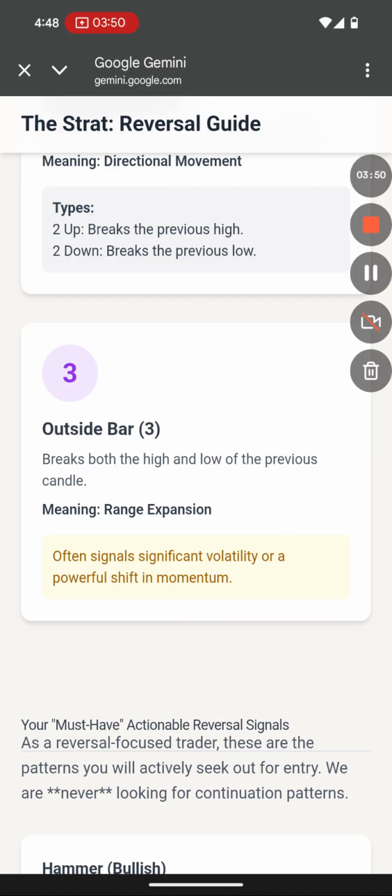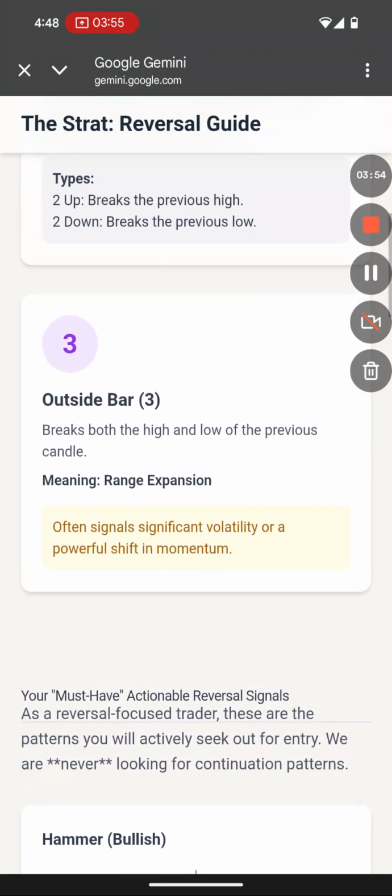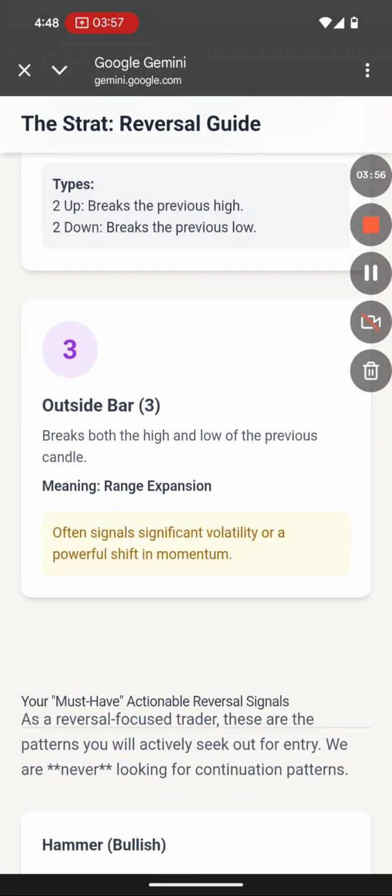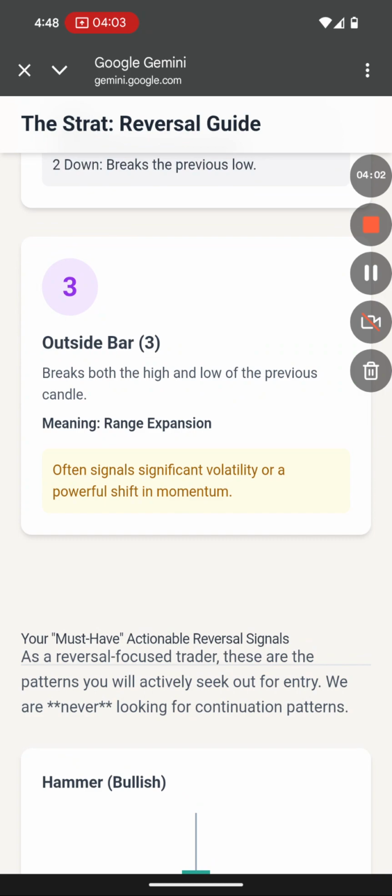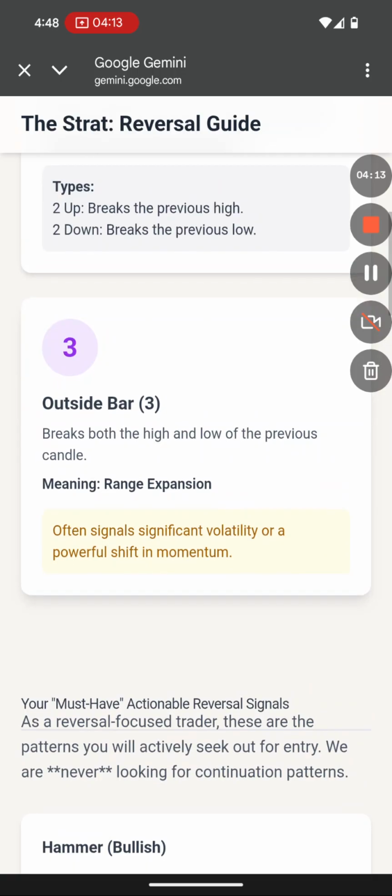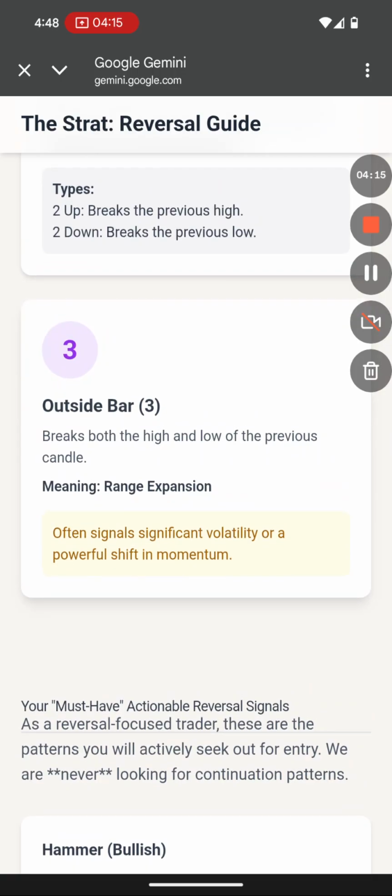So a 3 is basically that big tall bar that just overshadows these other bars. Like it goes up and it goes down. It breaks the high and it breaks the low. And when I say high and low with candles, it's the top of that candle and the low point of the other candle. So if you were ever thinking, what does he mean by high and low? This is what I'm talking about. And I'm going to get into the charts very soon.